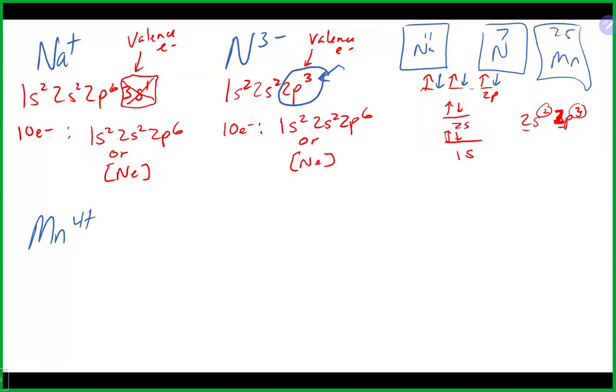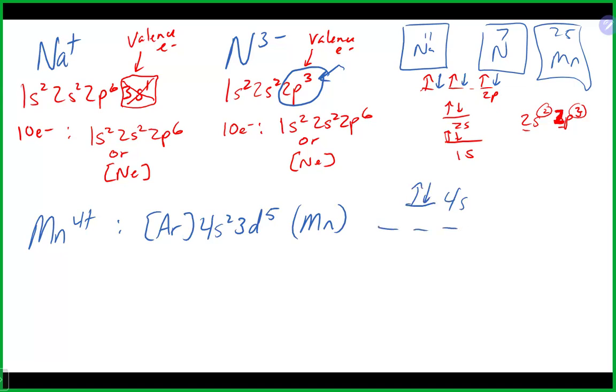Now, when we look at Mn with a 4 plus, normal is 25. So that's going to be argon 4s2 3d5. And this would be, again, Mn with no charge. When it loses 4 electrons, it's going to have a switch in energy that's going to occur. So if we just look at the last part of it there, we already have switched the energy. So it's got to lose 4 electrons and it's going to take it down to 21 electrons in its charge state.